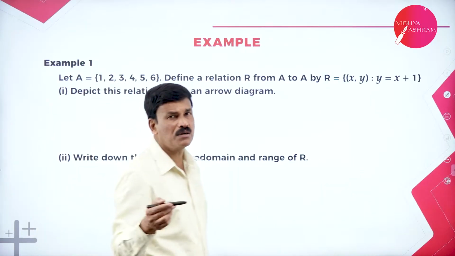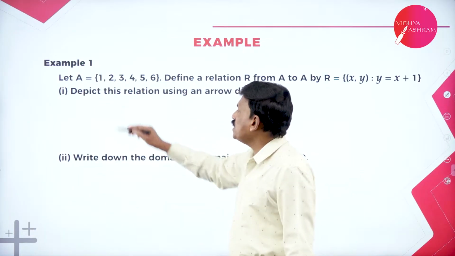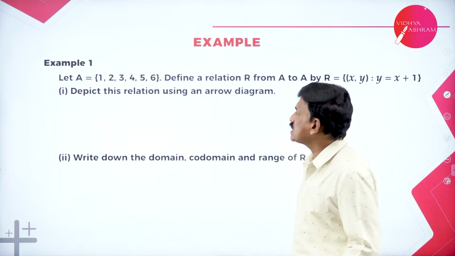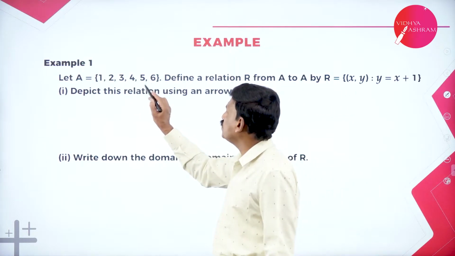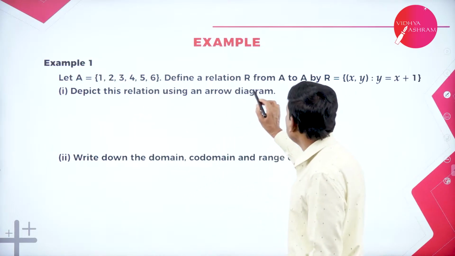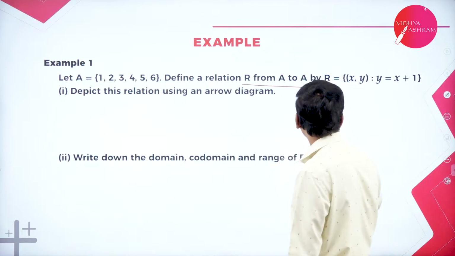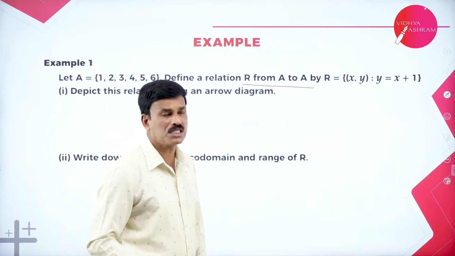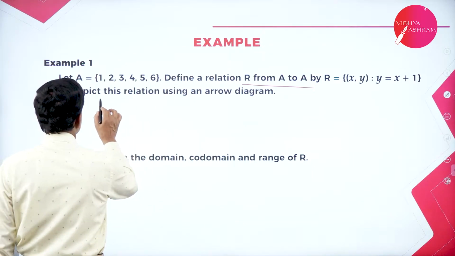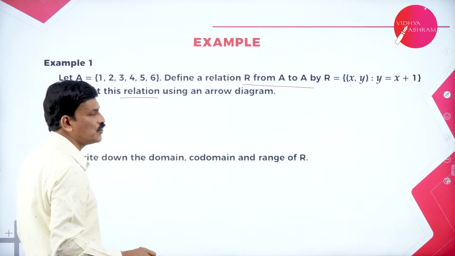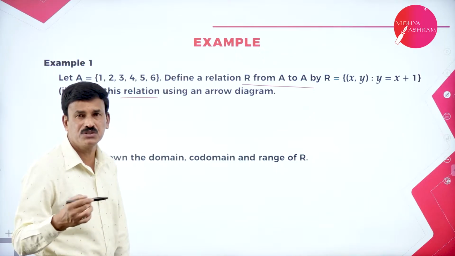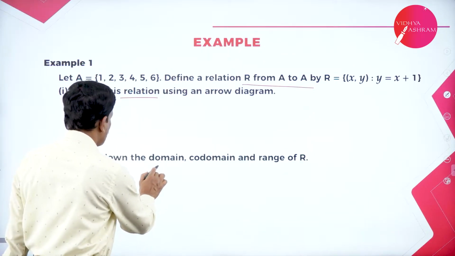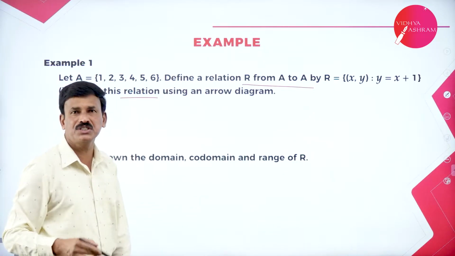Let us take an example. Let A is equal to {1, 2, 3, 4, 5, 6}. The number of elements are 6. Define a relation R by R = {(x, y) such that y = x + 1}. Represent this relation using an arrow diagram, and also find the domain, codomain, and range of R.